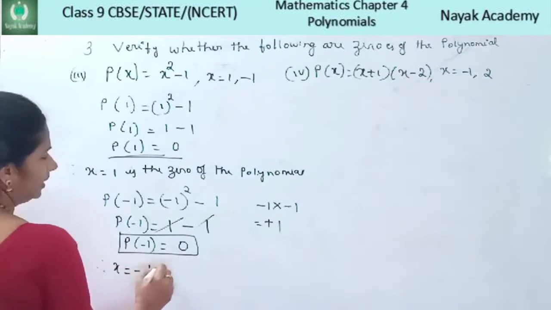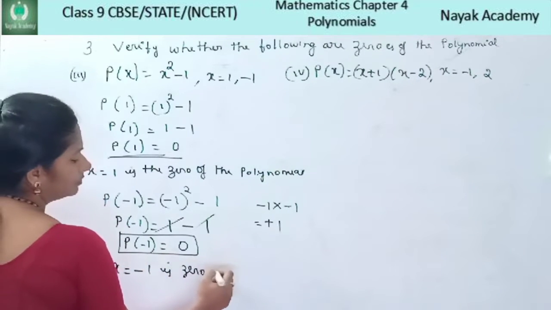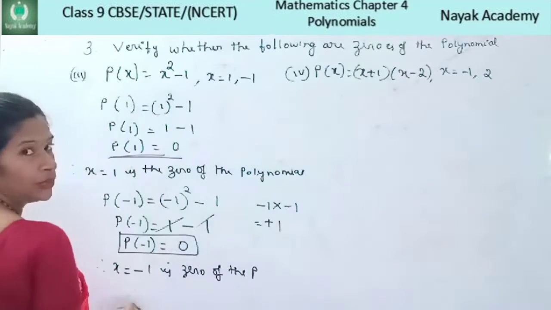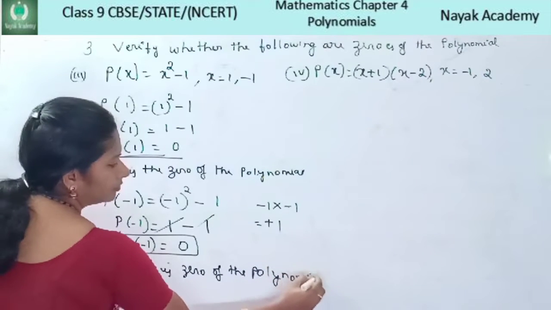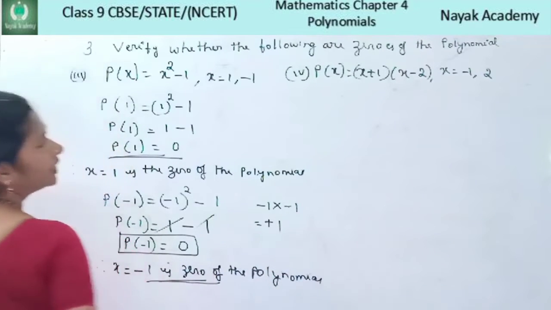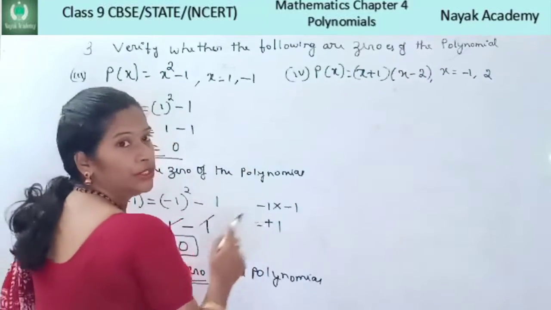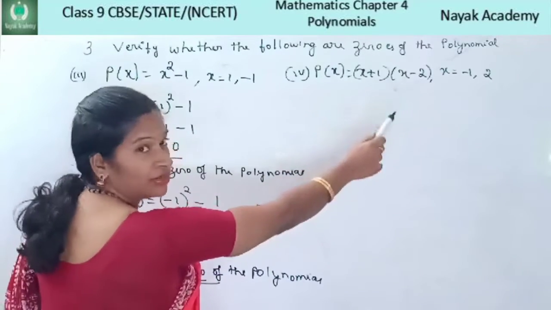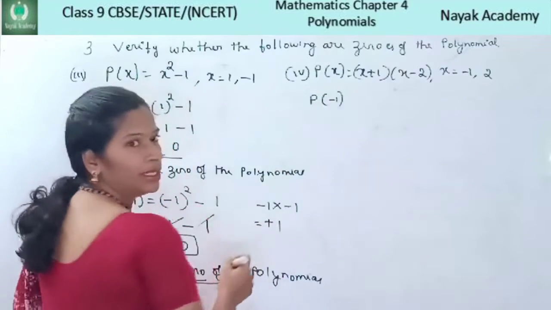x is equal to minus 1 is also a zero of the polynomial P of x is equal to x square minus 1. Coming to the fourth question, P of x is equal to x plus 1 into x minus 2. We have to check first. Let us check whether x is equal to minus 1 is a zero of the polynomial or not.